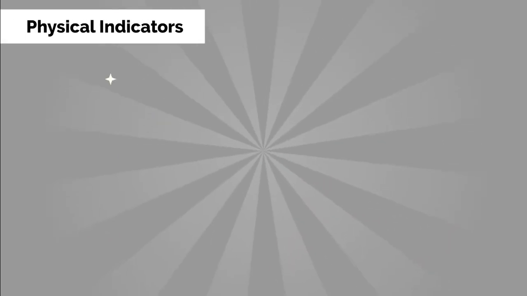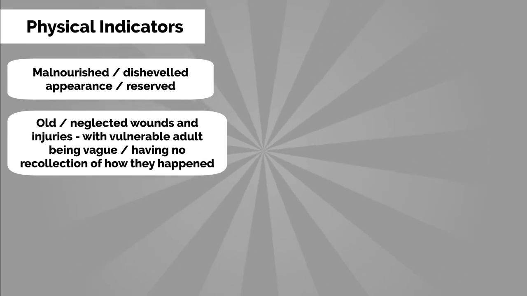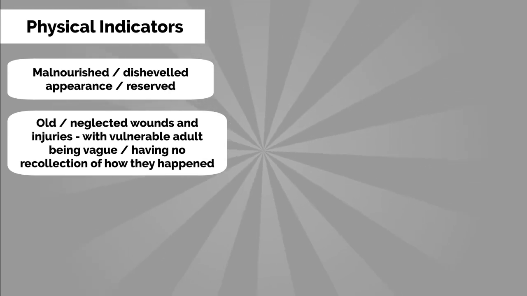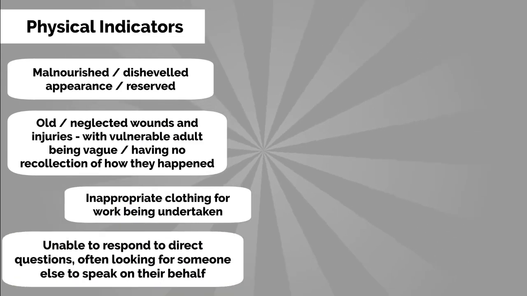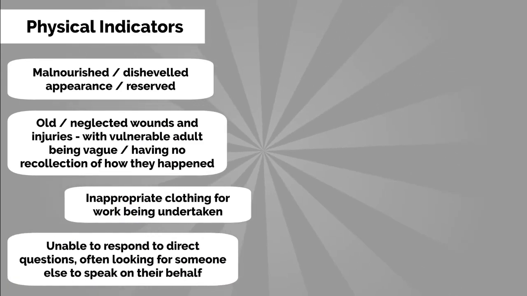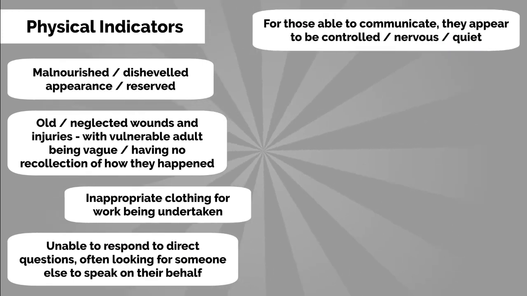Physical indicators can be malnourished, dishevelled appearance, reserved, old, neglected wounds and injuries, with the vulnerable adult being vague, having no recollection of how they happened, inappropriate clothing for work being undertaken, unable to respond to direct questions, often looking for someone else to speak on their behalf.